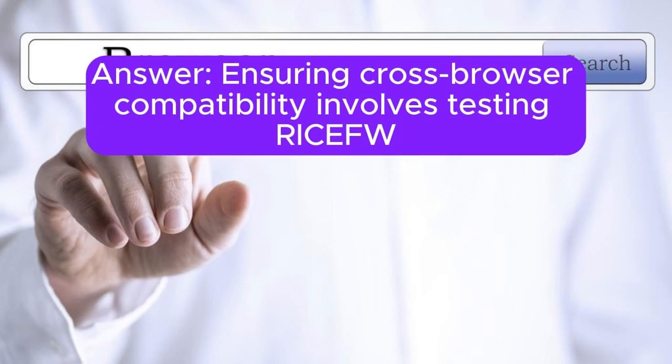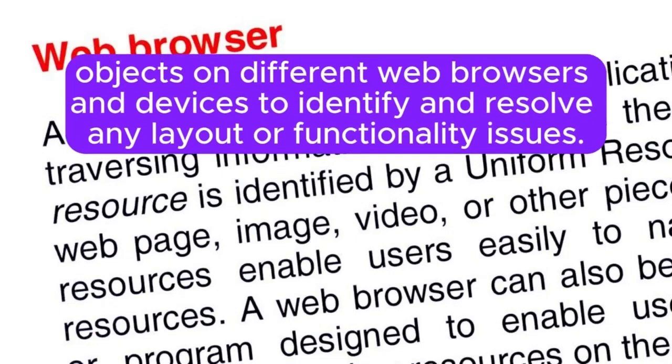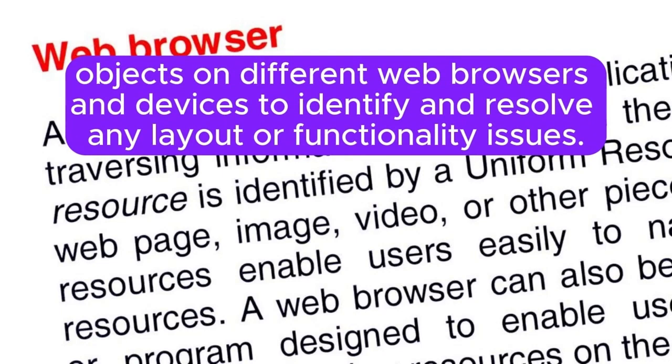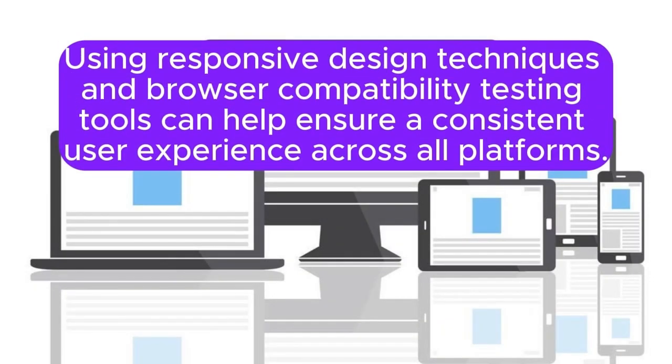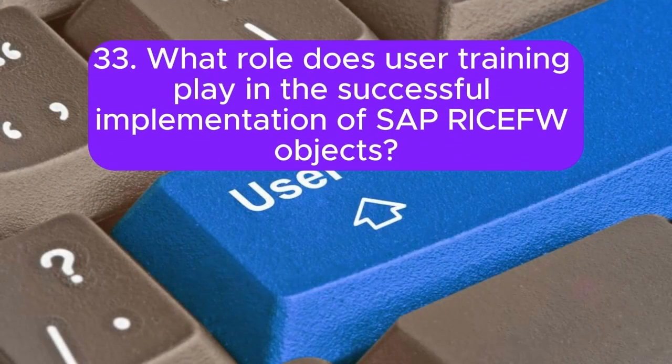32. How do you ensure cross-browser compatibility for SAP Forms and web-based RICEF objects? Answer: Ensuring cross-browser compatibility involves testing RICEF objects on different web browsers and devices to identify and resolve any layout or functionality issues. Using responsive design techniques and browser compatibility testing tools can help ensure a consistent user experience across all platforms.